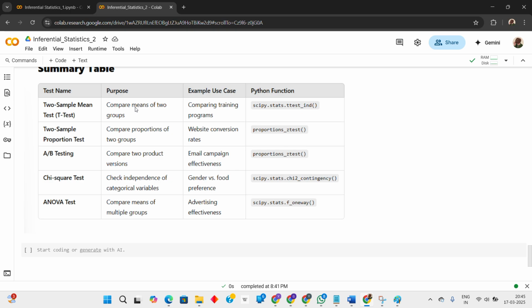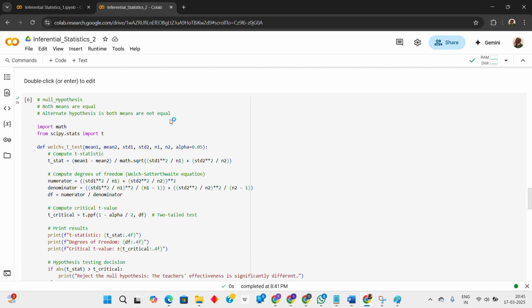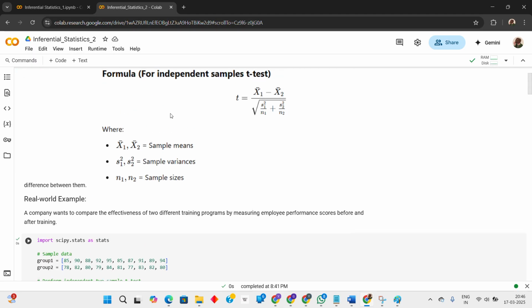Advertising effectiveness is one of the examples. There we can use the ANOVA test, scipy.stats again, but f_oneway. This is all about statistical inference part 2.